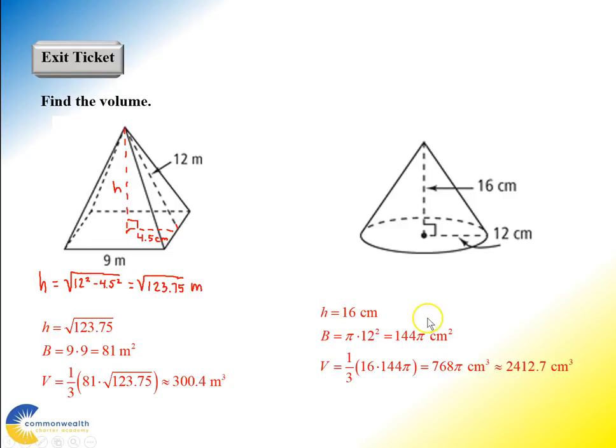The height, 16 centimeters, is given. So if I do 1/3 times 16 times 144 pi, as an exact answer, I get 768 pi cubic centimeters. For approximation, I get 2,412.7 cubic centimeters. And so those are the solutions to this.